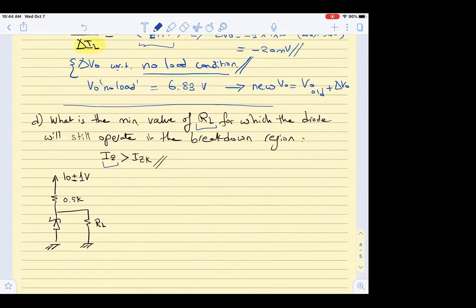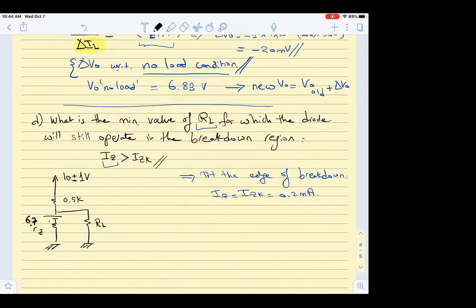So let us think of it. The first thing is I push it. I say at the edge of breakdown, I have IZ equal to IZK, which was given to us at the beginning of the problem, which is 0.2 milliamps. Now if I want to replace the diode by its model, instead of the diode we are going to place here VZ0, which is 6.7, and RZ.